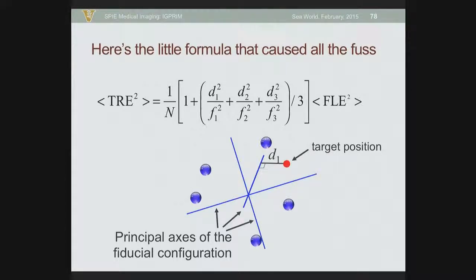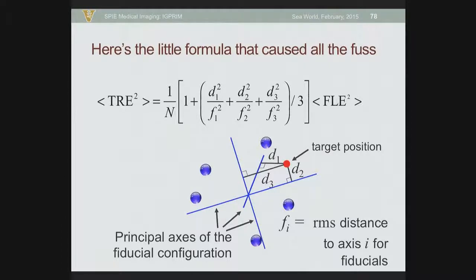That's D1. Second axis, D2, D3. Do that same thing for the fiducials. Measure all their distances to the axis. Take their RMS values. That's the Fs. And there's your formula. And you can look at it, and I'm not going to do it now, but you can take that formula and figure out where to put the markers, how to spread them out to get a good result.